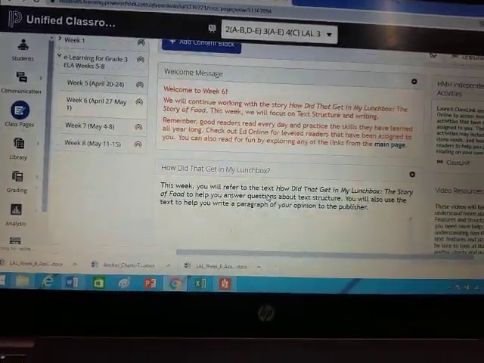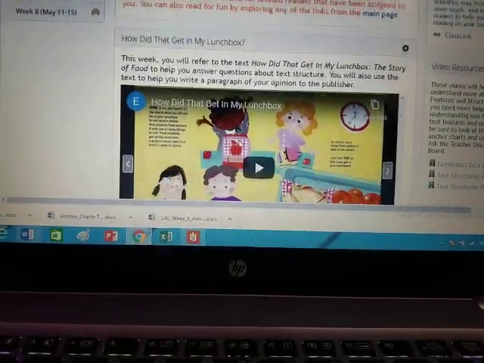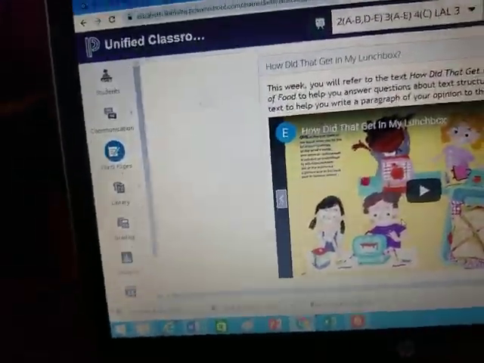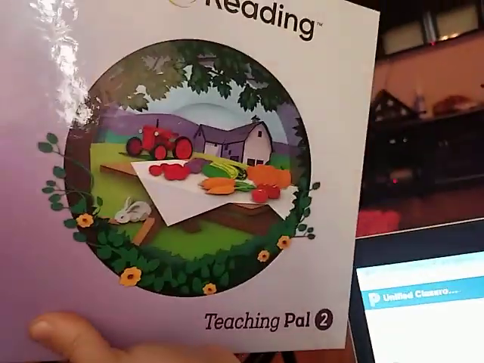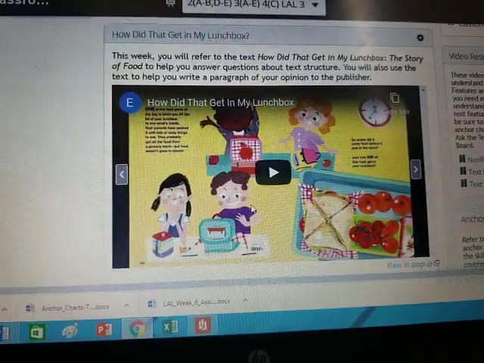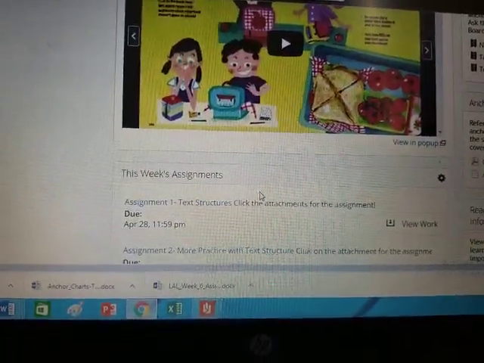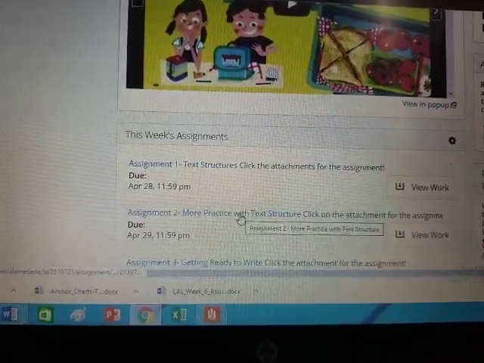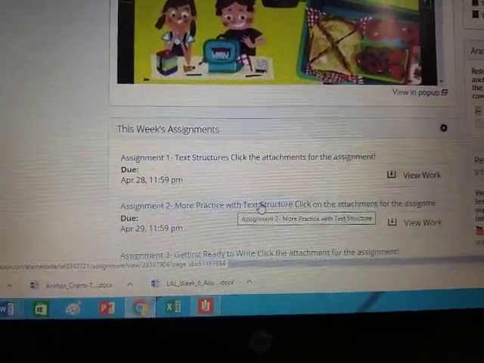So if you need, you have the story in front of you again, or you have your MyBook at home. So you could always open that up and use that to help you. So have that MyBook by your side if you could. Yesterday we talked about text structures. We're going to do more practice with text structures.